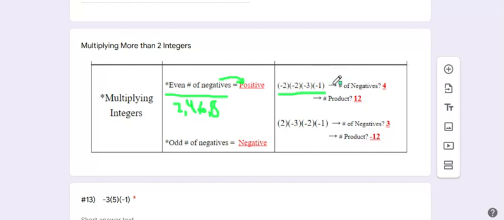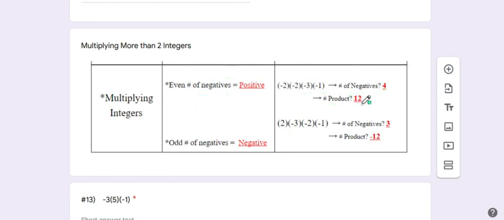Well, first off, how do I know that I'm multiplying? Remember, if you have numbers written next to each other in parentheses, that is understood to be multiplication. So I'm multiplying 4 negative numbers. 1, 2, 3, 4. I have 4 negatives. 4 is an even number, and so I know my answer will be positive. It'll be positive whatever 2 times 2 times 3 times 1 is. Well, 2 times 2 is 4. 4 times 3 is 12. 12 times 1 is 12. So positive 12 would be my product, or the answer to this multiplication problem.